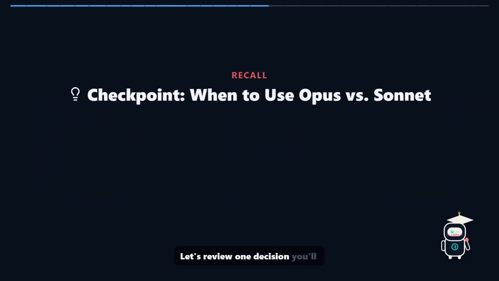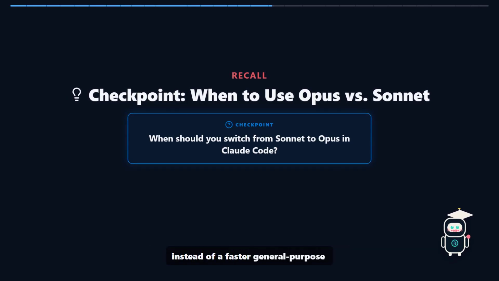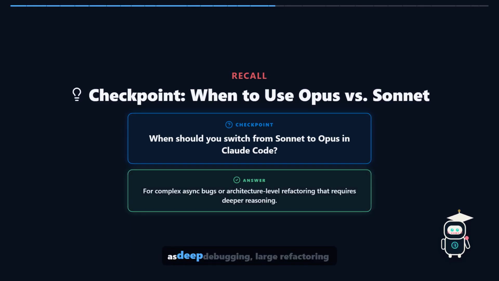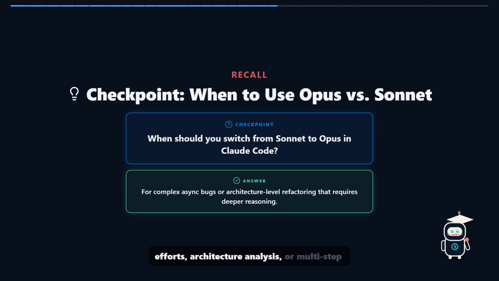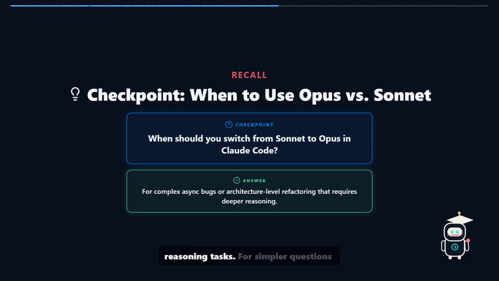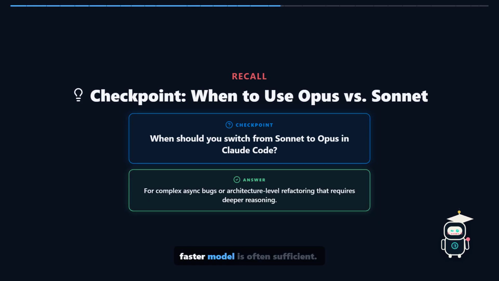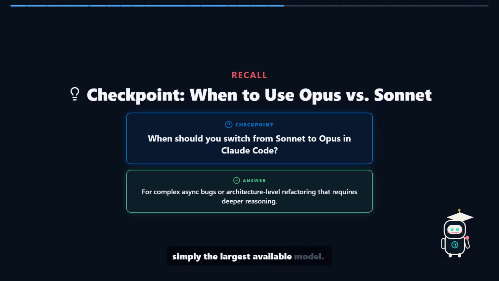Let's review one decision you'll make regularly. When should you choose a higher capability reasoning model instead of a faster, general-purpose model? Take a moment before answering. The answer is when you're solving complex problems such as deep debugging, large refactoring efforts, architecture analysis, or multi-step reasoning tasks. For simpler questions and routine development work, a faster model is often sufficient. Choose the model that matches the complexity of the task, not simply the largest available model.